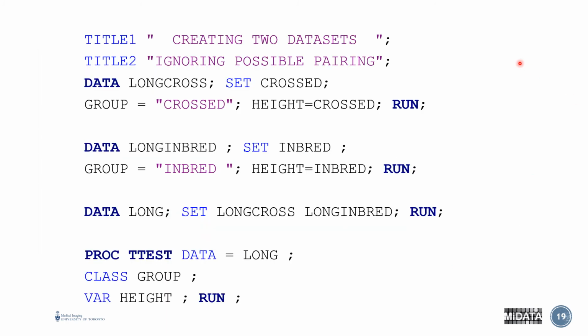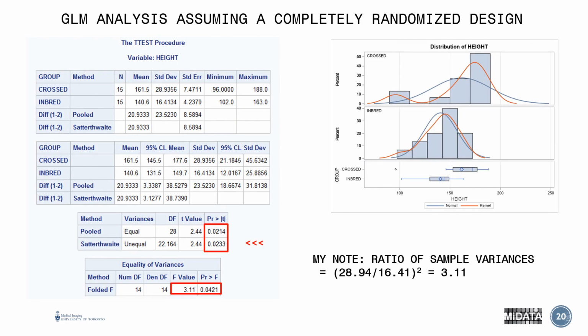Now, why don't we rerun all of that analysis, but ignoring the possible pairing? We create the data sets once again, but this time it's going to be in the long format because we're not going to be pairing. We're not interested in having the data paired. Let's look at the analysis assuming a completely randomized design.